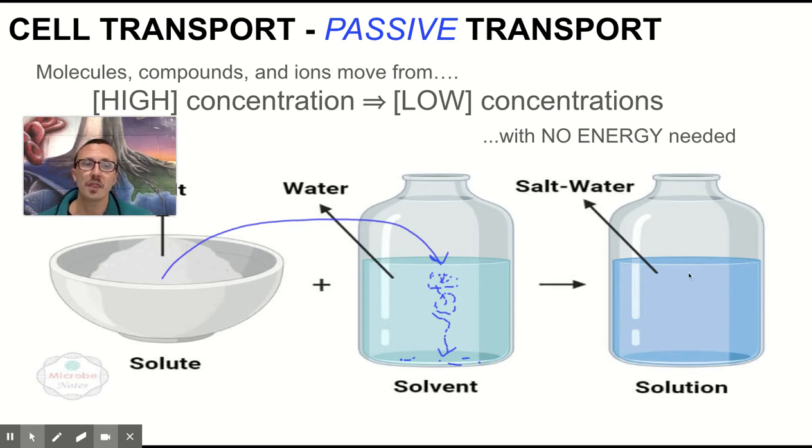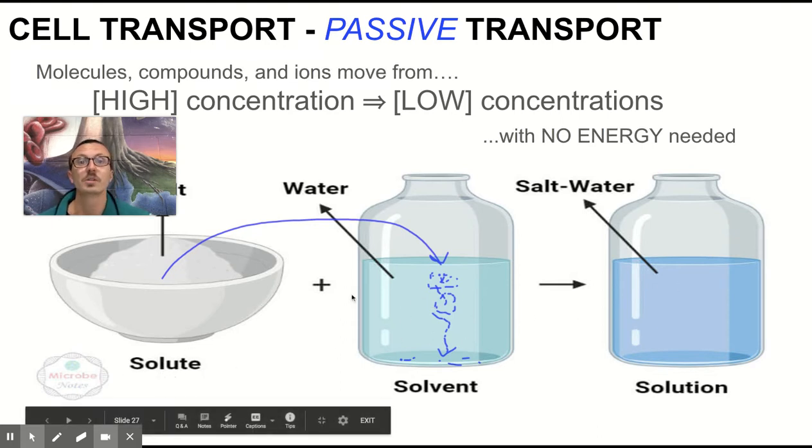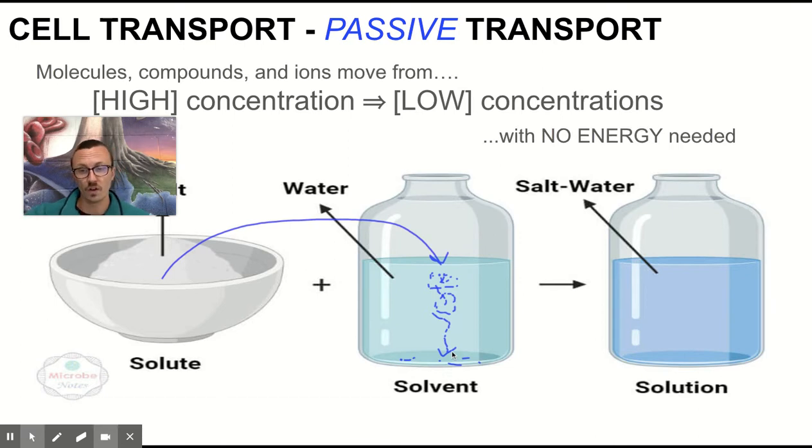And we could think about the salt water as if water and salt were perfectly mixed together, right? The salt molecules are as far away from each other as they could possibly get. So we had gone from high concentration to low concentration. We dissolved our solute into our solvent.